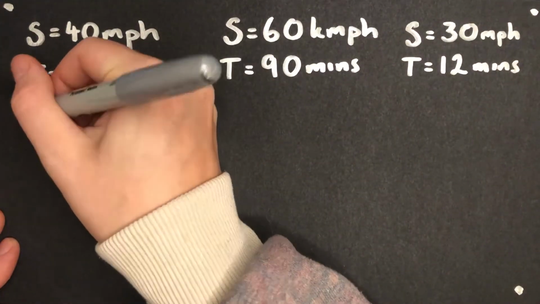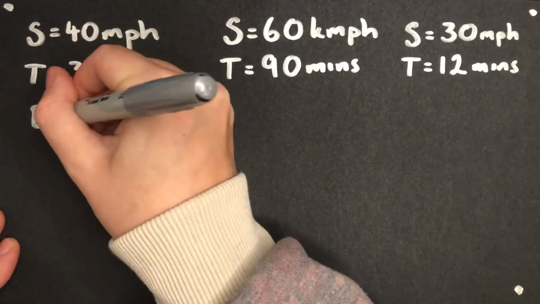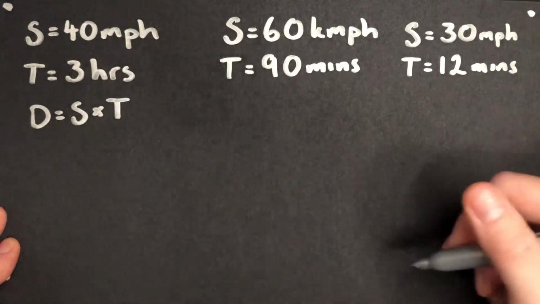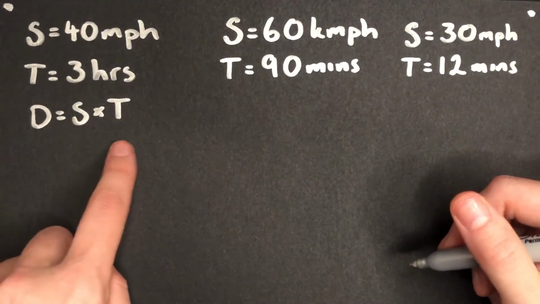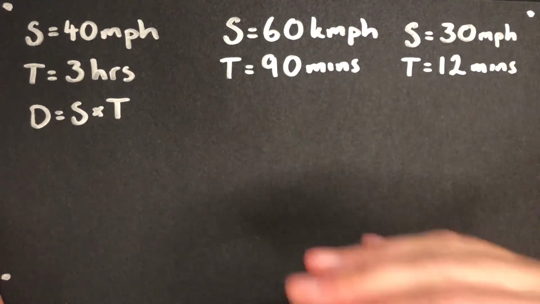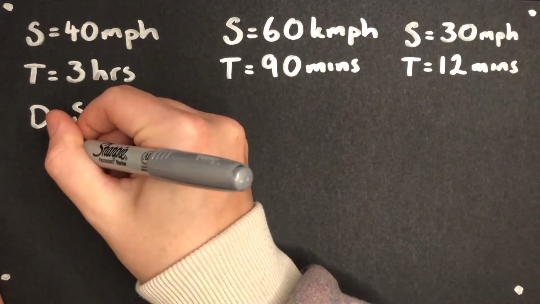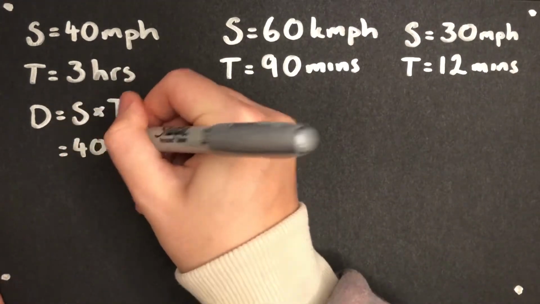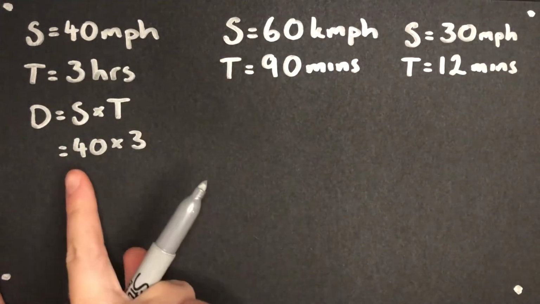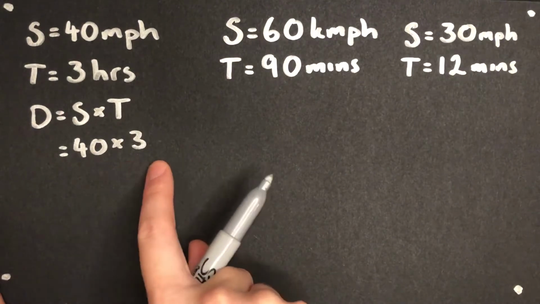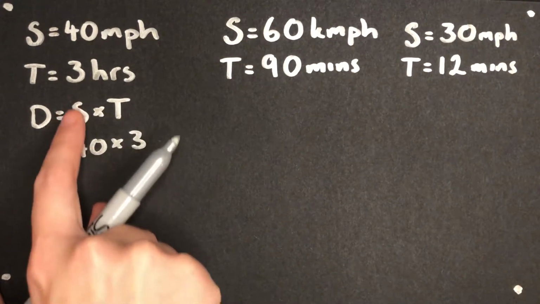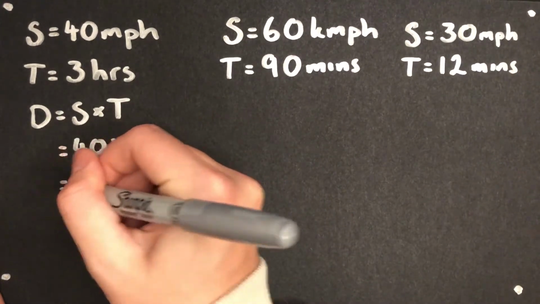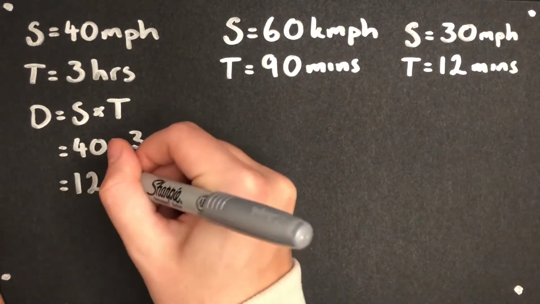First of all, I'm going to start with the formula. Distance equals speed times time. But as mathematicians, we're lazy, so we're just going to write d equals s times t. Then, underneath that, I'm going to show the sum that I did. So my speed was 40 times by my time, which is 3. So this is how I worked out 40 times 3, substituting in for the speed, substituting in for the time, and finally my answer, which is 120.